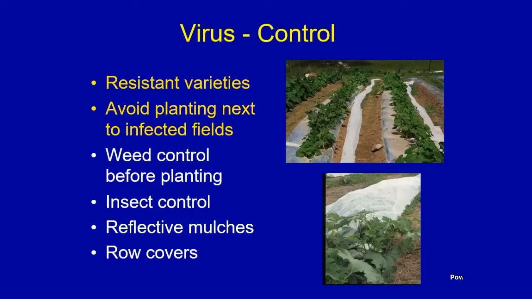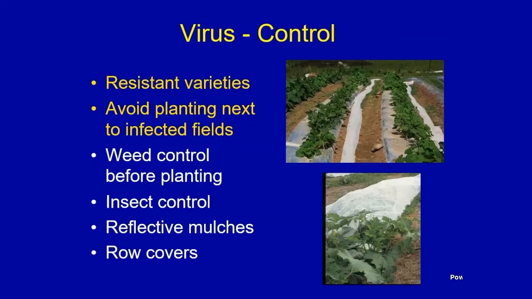I've worked with reflective mulches. You see that in the upper right-hand corner. If you ever go up to places like Sand Mountain in Blount County or near Ashville, you'll see many of the tomato growers grow on raised silver reflective mulch because they had to, due to aphid-transmitted virus problems they had back in the 90s.